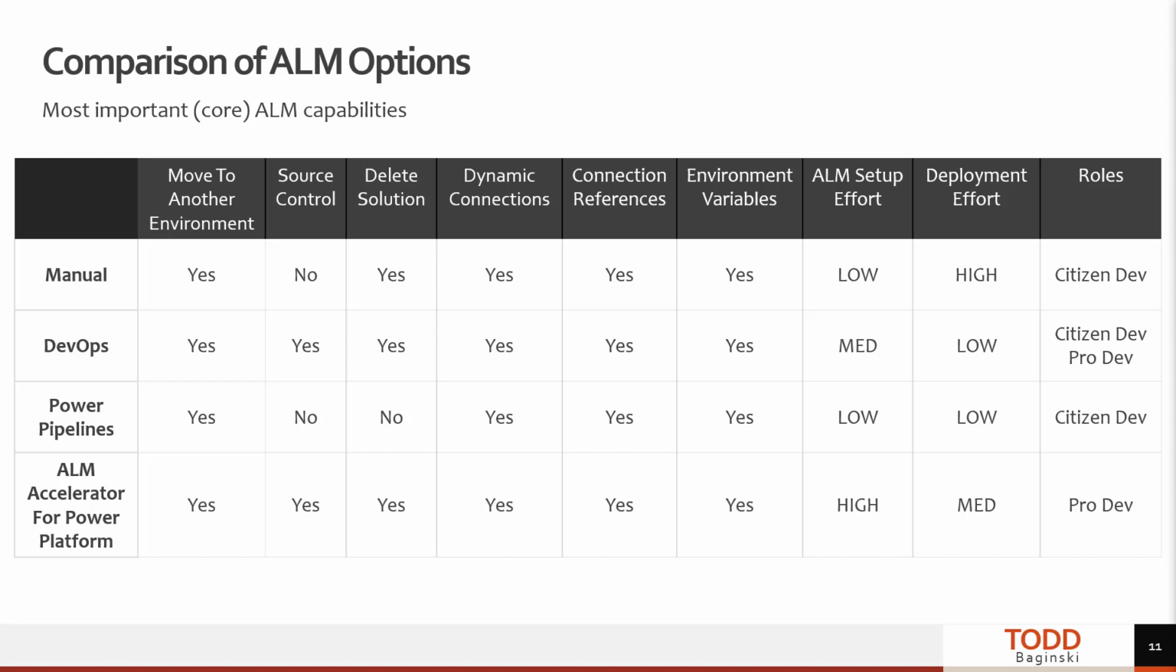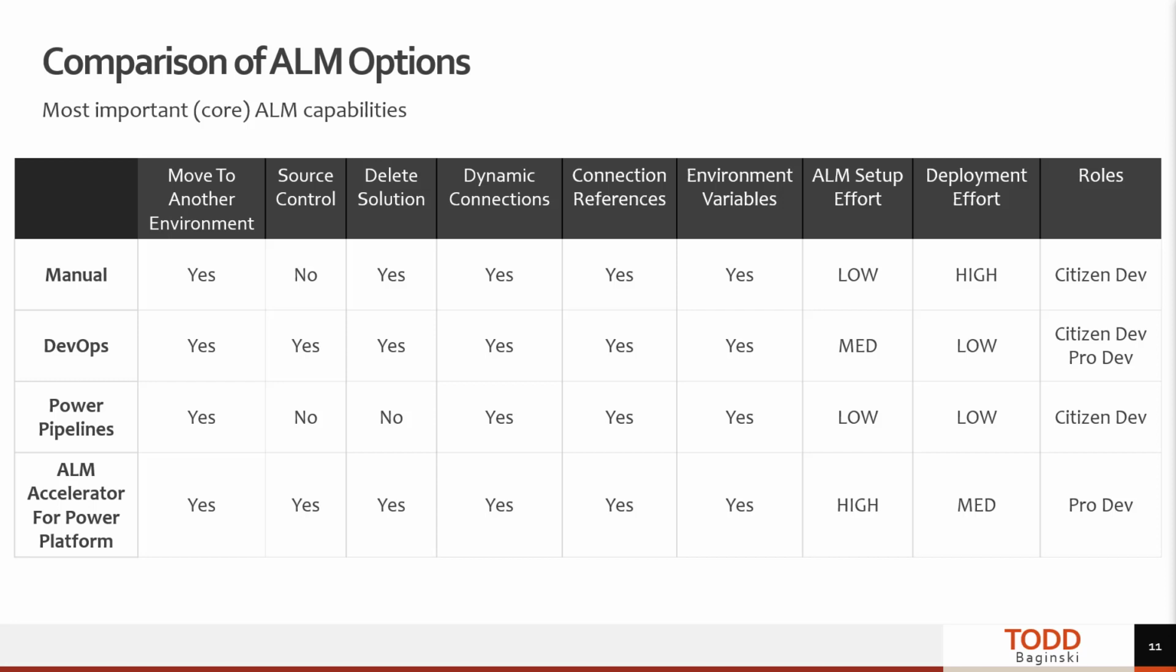So the manual approach is hardly any time. You just start going through the motions to do it. But as I mentioned, the ALM Accelerator for Power Platform has the highest amount of effort of any of these approaches. So how does that differ from deployment effort? Well, deployment effort here, I'm really thinking of deploying an individual solution from environment to environment one time. That's what I'm measuring here.